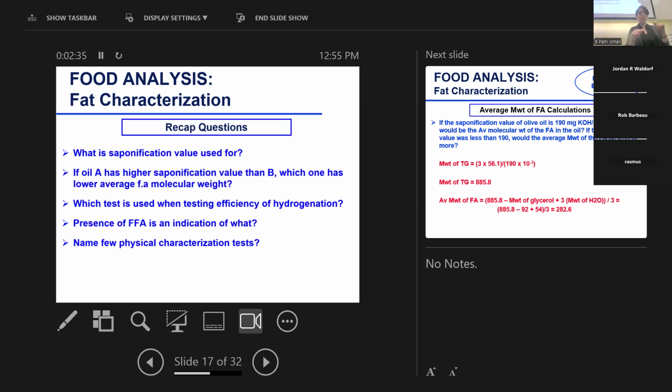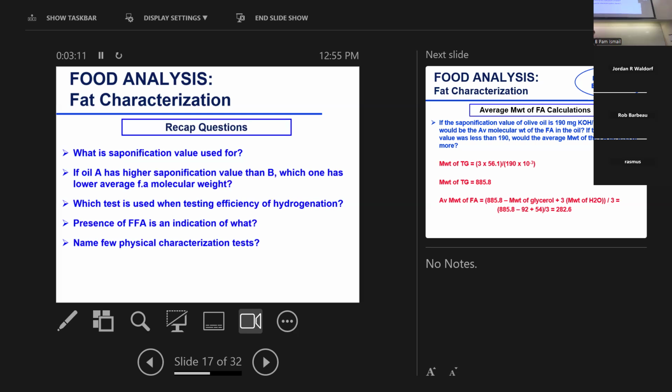B has lower. It's an inverse relationship. So a higher saponification value means lower molecular weight, because then in 1 gram you'll have more moles. In 1 gram of fat, you will have more of those molecules that have shorter chain. Okay, I lost you. All right, well, let's think about it together.